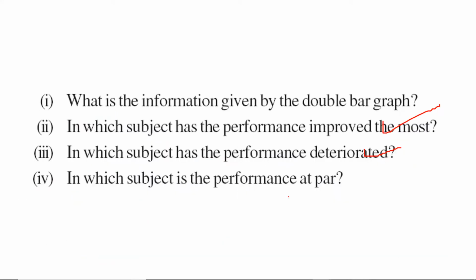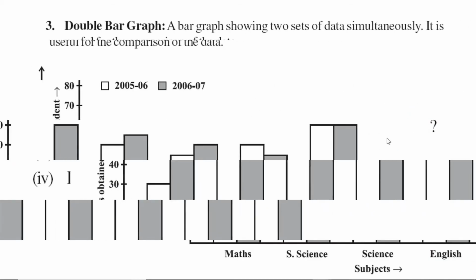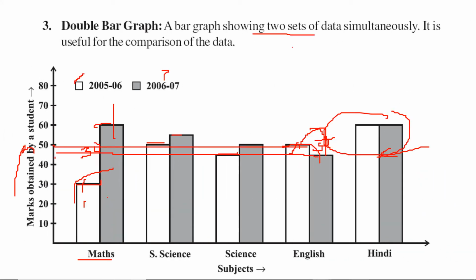And then in which subject is the performance at par? That is this one, the last one, Hindi. It was earlier 5, 6, same as the latter one, that is 6, 7.